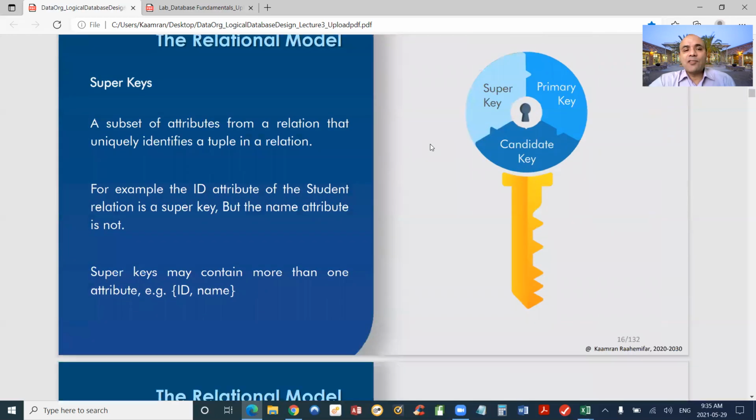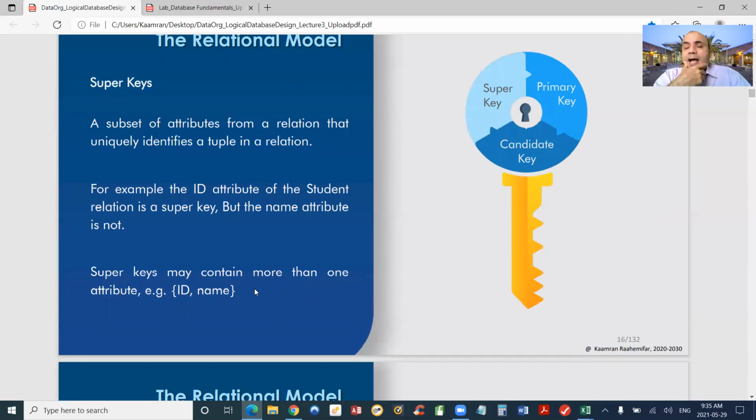A subset of attributes from a relation that uniquely identifies a tuple in a relation. For example, the ID attribute of the student relation is a superkey, but the name by itself is not a superkey or even a key. Superkeys may contain more than one attribute, for example, ID and name.